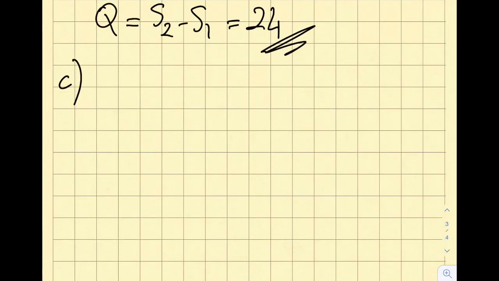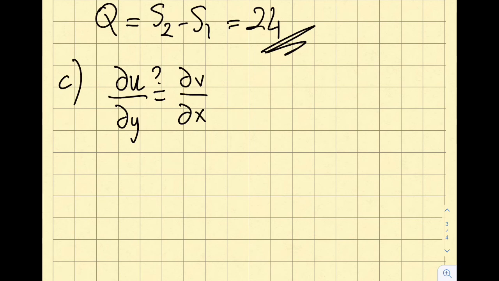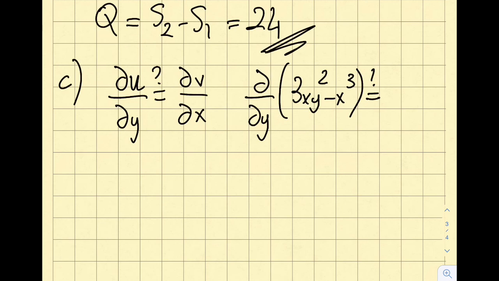Part C of the question asks me to find the velocity potential. Before we find the velocity potential, we have to check whether this flow is irrotational or not. For 2D flows, this was the only equation that we have to check, and this particular case is 2D flow. So then, is del y of u, which is 3xy squared minus x cubed, really equal to del x of v, which is 3x squared y minus y cubed?